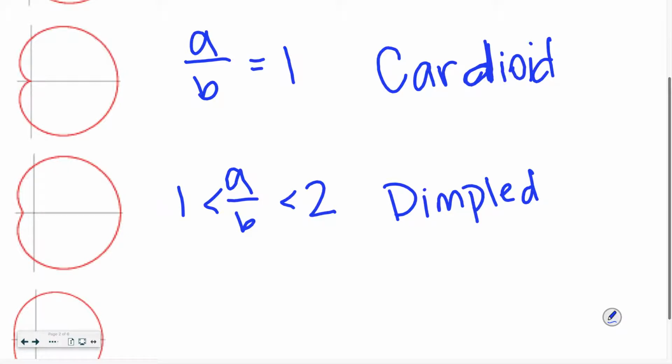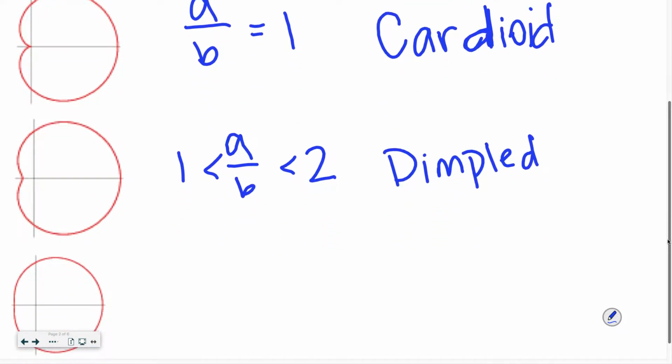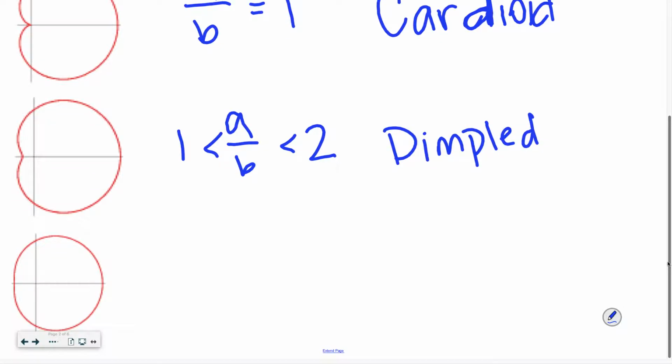This happens when A divided by B is between 1 and 2. Notice, however, the dimpled limacon, does it go through the pole? No, it does not. Our cardioid did and our loop did, but the dimpled does not. So when you're drawing it, make sure you take note of that. There are no zeros in this one, which is exciting because that means we don't have to find them. One less step.